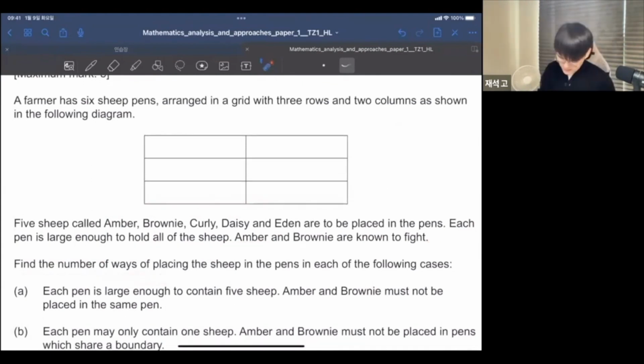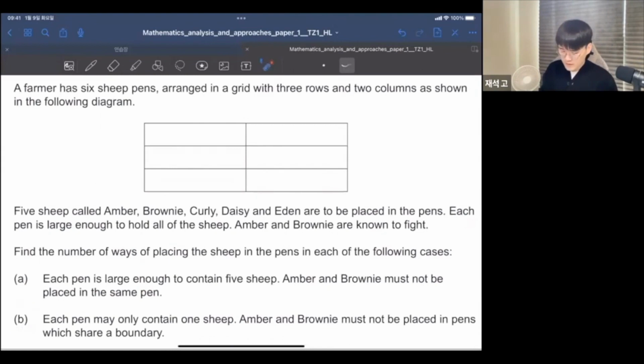If you look at the back, what is the first problem? It's spacious enough for 5 sheep. They absolutely say not to put Amber and Brownie together. Then, I think there are 2 ways to consider it. Omit the case of putting Amber and Brownie together in all cases, or consider the method of directly placing Amber and Brownie from the beginning.